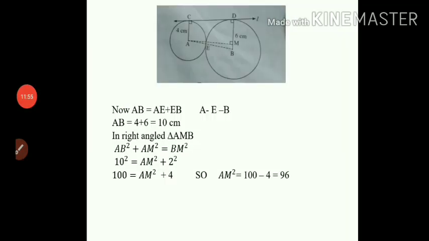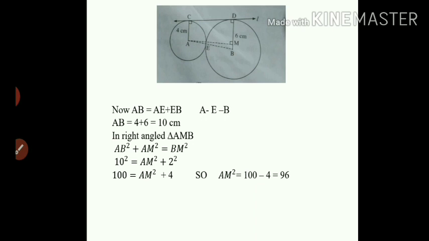Now students, there is a little correction in this. Consider triangle AMB. When I take Pythagoras theorem, hypotenuse square means AB square will be equal to AM square plus BM square. Mistakenly I had given AB square plus AM square. No, it will be AB square equal to AM square plus BM square. So AB is 10, so 10 square equals AM square plus 2 square, that is 4. So 100 minus 4 will be 96.